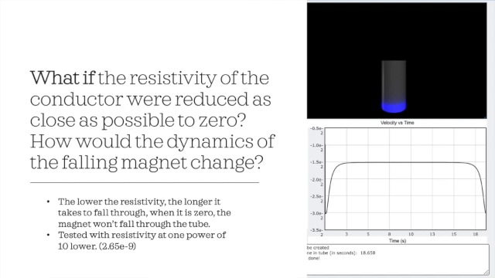What if the resistivity of the conductor were reduced as close as possible to zero? How would the dynamics of the falling magnet change? So the lower the resistivity, the longer it takes to fall through. When it is zero, the magnet won't fall through. And I actually tested it with the resistivity at one power of 10 lower. As seen in the code results on the right, you can see that it took 18.6 seconds instead of 1.8 seconds.